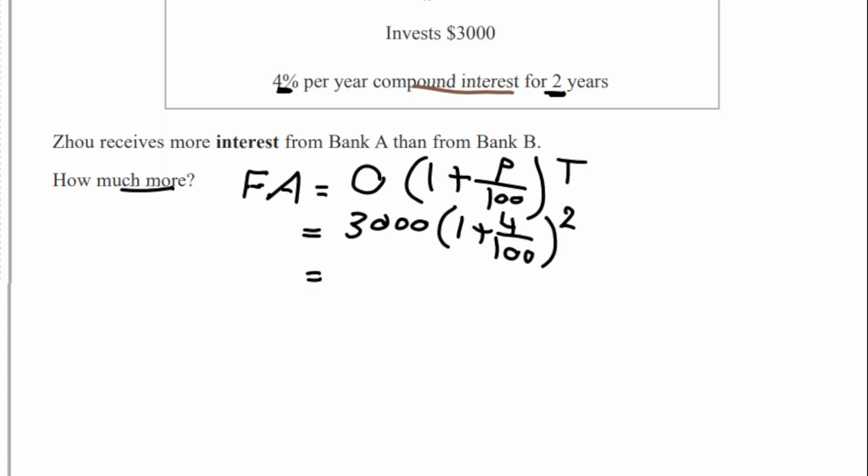just do it. Now let's write it together. 3,000, 1 plus 4 divided by 100 squared. This will give you 3,244.8. Since he invested 3,000, that means the interest he got is 3,244.8 minus 3,000, which is 244.8.